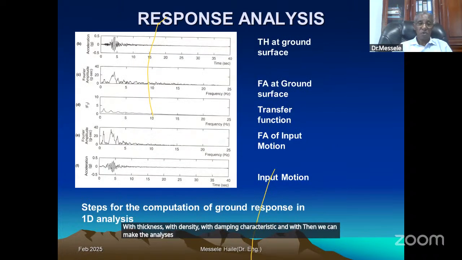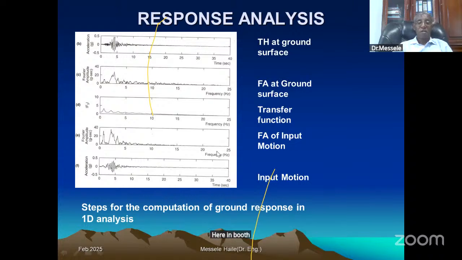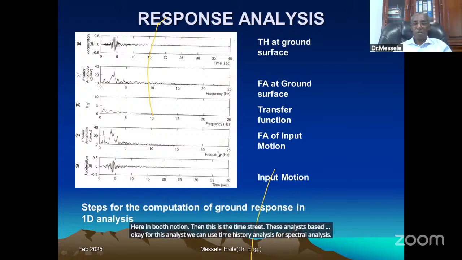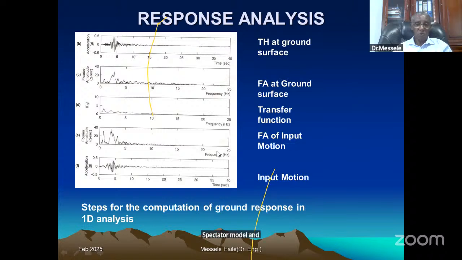So what do we get? The strong ground motion is input at bedrock level. Here, input motion. Then this is the time history. For the analysis, we can use time history analysis or spectral modal analysis. It's okay. We can use both methods.